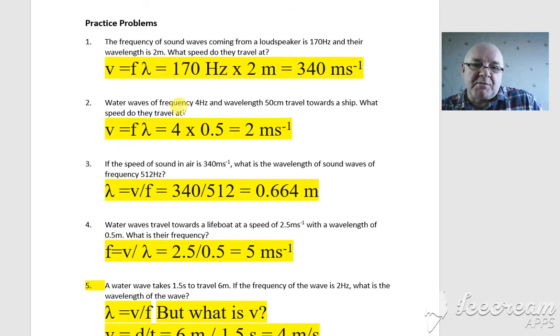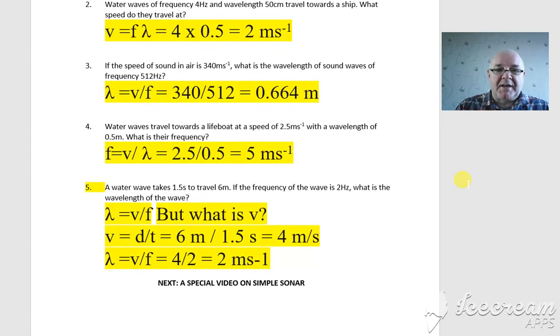Number 2: water waves of frequency 4 Hertz and a wavelength of 50 centimeters travel towards a ship. What speed do they travel at? Again, we're going to use v equals f lambda. f is 4. Now be careful, because you could put lambda as 50, and it's not. It's 0.5 of a meter, so you would get 2 meters per second.